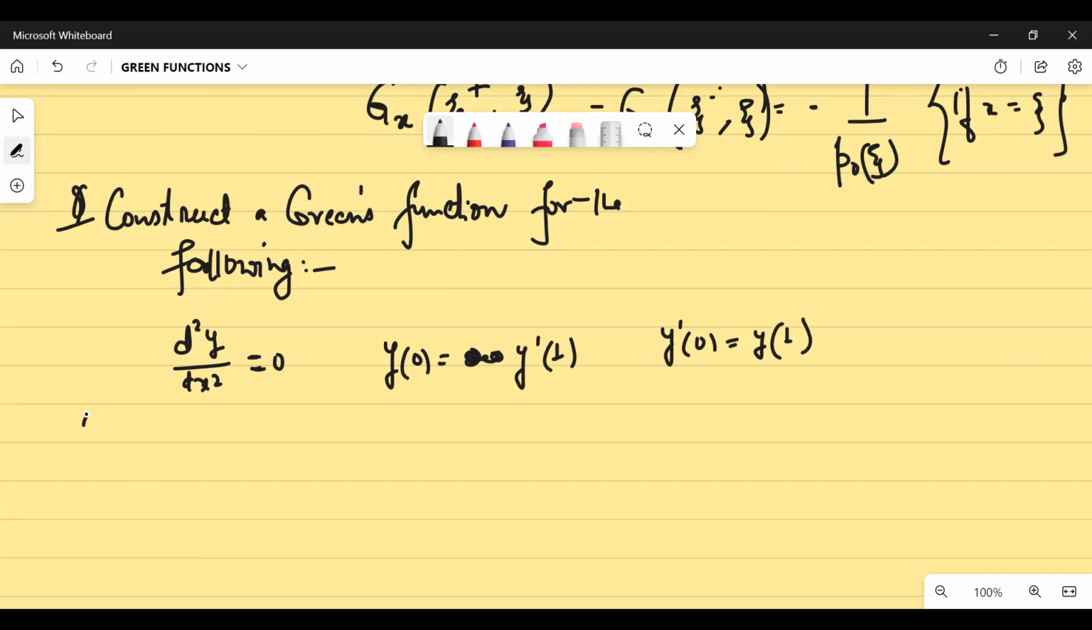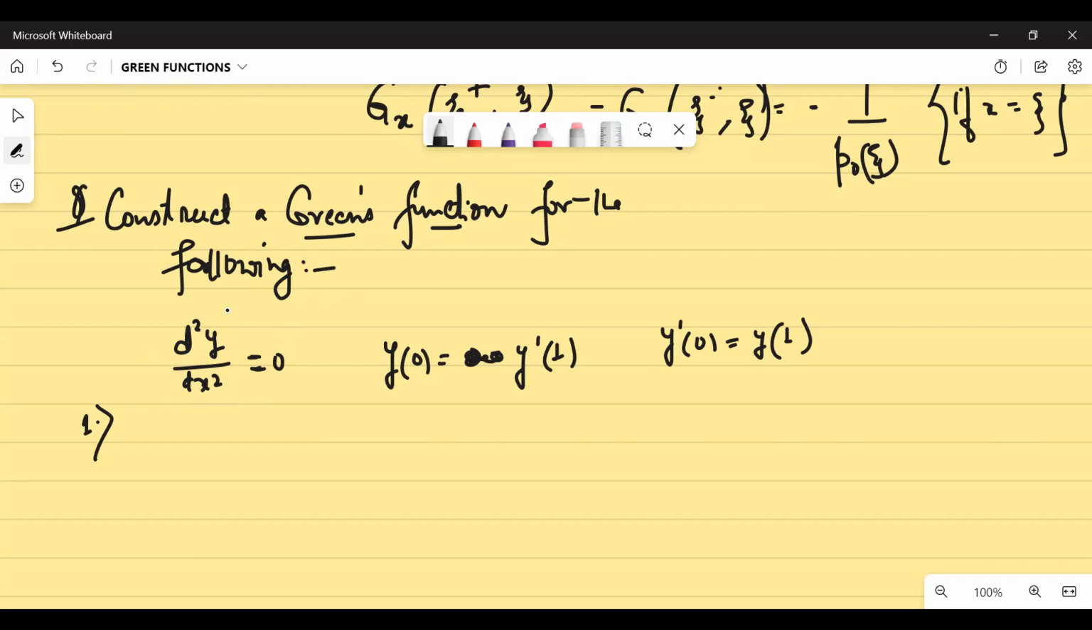The first property that I wrote was that your Green's function, if at all it exists for a differential equation. Why am I writing if at all? Because I'll let you know what the necessary conditions are, or in general, what the conditions are for the existence of the Green's function for a particular boundary value problem. We'll come to that topic, but right now I'm saying that this particular differential equation has a Green's function, and we want to find what the Green's function would be for this differential equation.